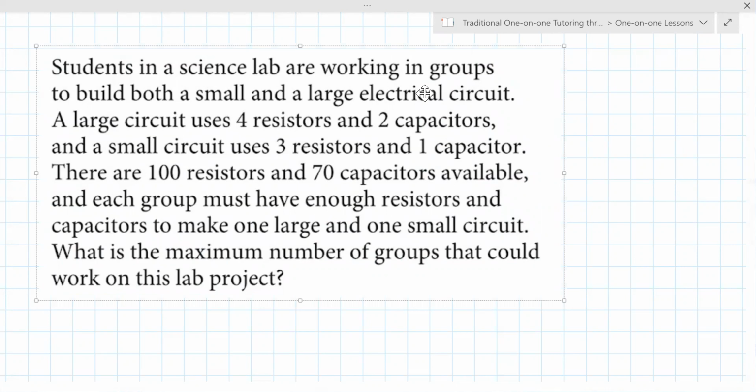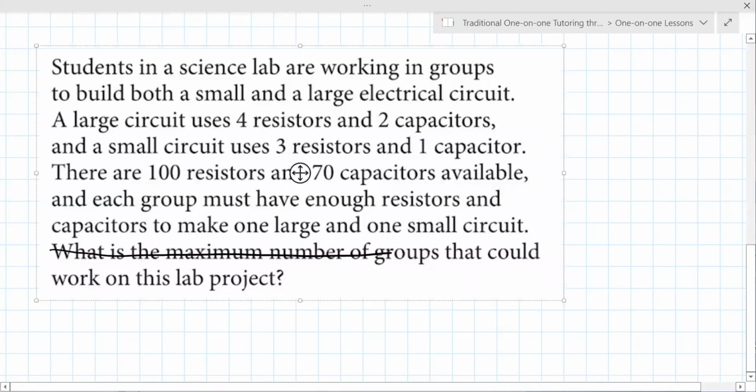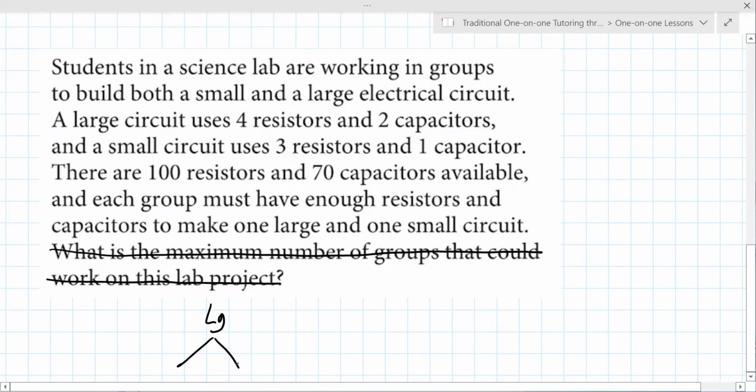And each group must have enough resistors and capacitors to make one large and one small circuit. Okay, what is the maximum number of groups that could work on this lab project? So let's exclude that for a moment here and just focus in on what it's saying. So a large circuit, can you tell me what it uses? If you need to go back and read it, what does a large circuit use?